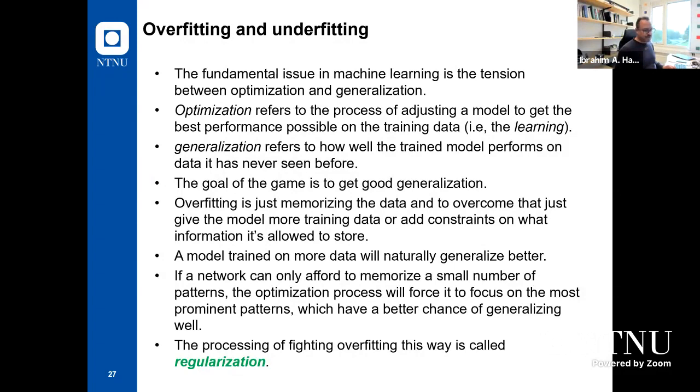Overfitting and underfitting. Underfitting, we have been discussing before. Overfitting refers to the model just memorizing the data. And to overcome it, we need to add some constraint on what information it's allowed to store, for example. So we have overfitting and underfitting.